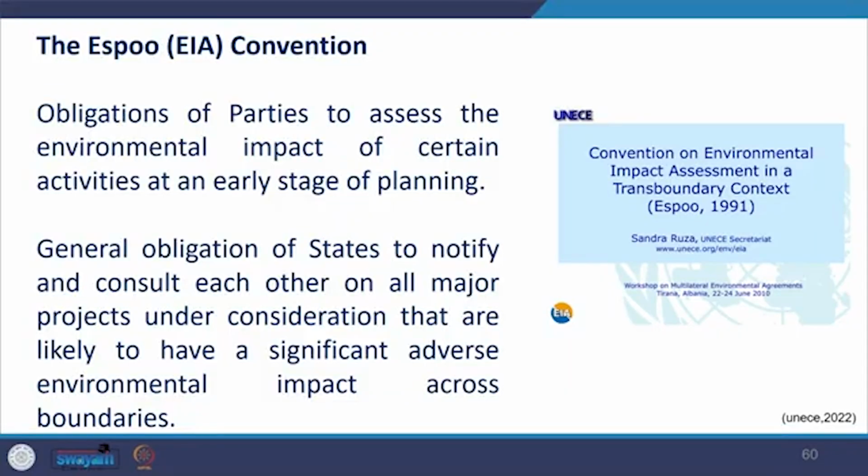So the ESPOO convention, or EIA convention you can say, sets out the obligations of the parties, like all the parties, the governments which would be involved, would assess the environmental impact. So they would evaluate how much environmental impact is going to happen from a certain activity at the early stage of planning. And it would also lay down the general obligations of the states, that is how they are going to consult with each other, how they are going to do the assessment, and how they're going to reduce the significant adverse environmental impact across the boundaries.